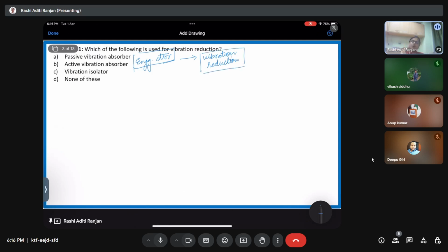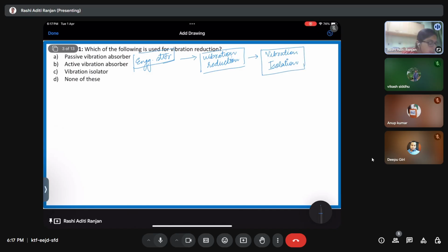As I told you earlier also, in order to reduce the vibration, I have two main options. One is when I isolate the vibration, and the second one is when I absorb the vibration. So first we'll talk about isolation. Vibration isolation. So firstly, what is vibration isolation?